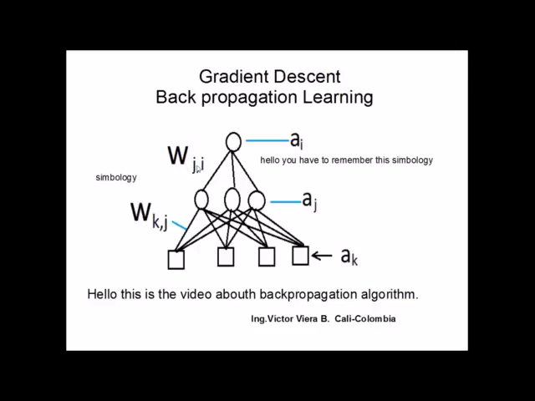W_ji. This part is the hidden layer. The hidden layer has the activation a_j, and the weights are equal to W_kj. This is the input for the neural network, and we call it a_k.